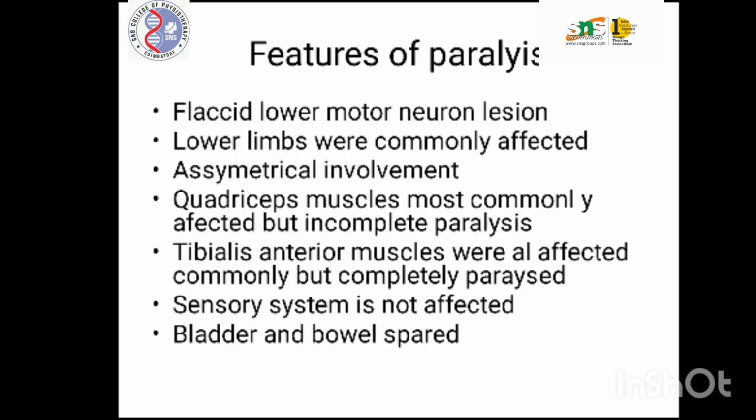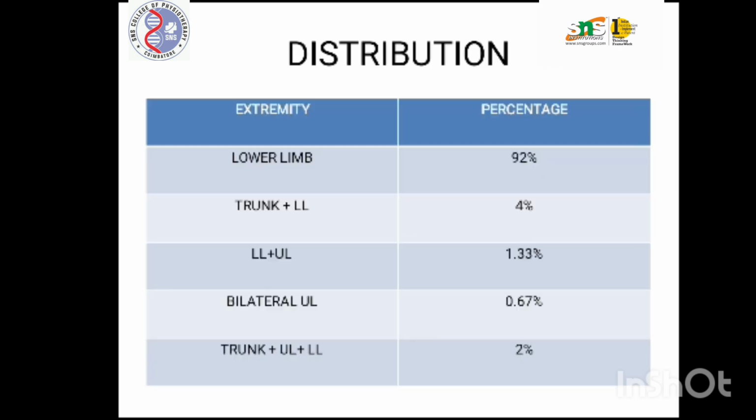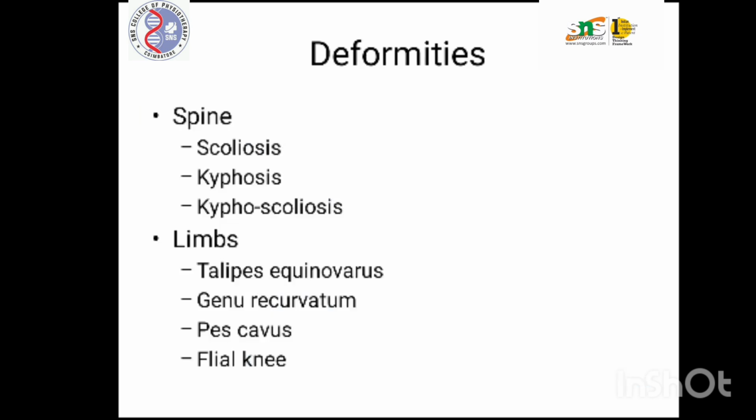Features of the paralysis: flaccid, lower motor neuron lesion. Lower limbs are commonly affected, with asymmetrical involvement. Quadriceps muscles are most commonly affected, though paralysis may be incomplete. Tibialis muscles are also commonly paralyzed. The sensory nervous system is not affected. Bladder and bowel are spared. Lower limbs are affected in 92%, trunk and lower limb 4%, lower limb plus upper limb 1.33%, bilateral upper limb 0.67%, trunk and upper limb 2%.